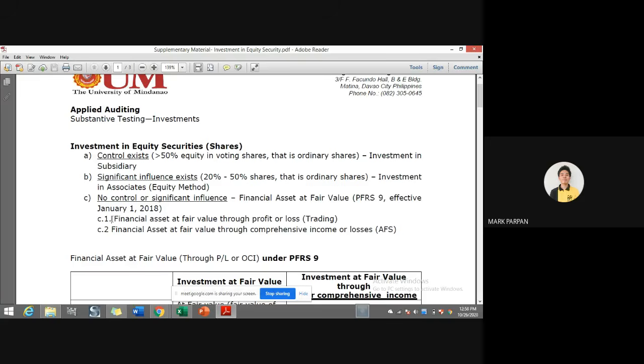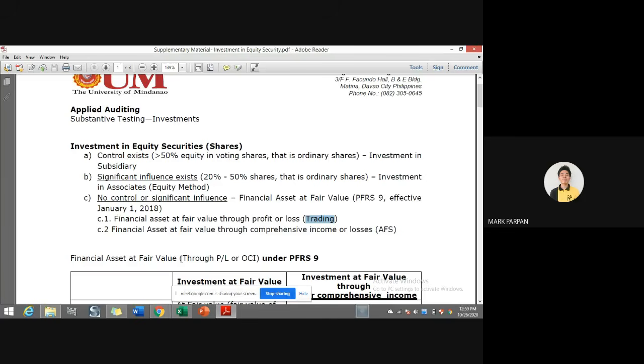Your FAFVTPL. What was that, sir? Financial asset at fair value through profit or loss. The other term for it is trading securities. The old term, again, is trading securities. Please take note, trading securities.